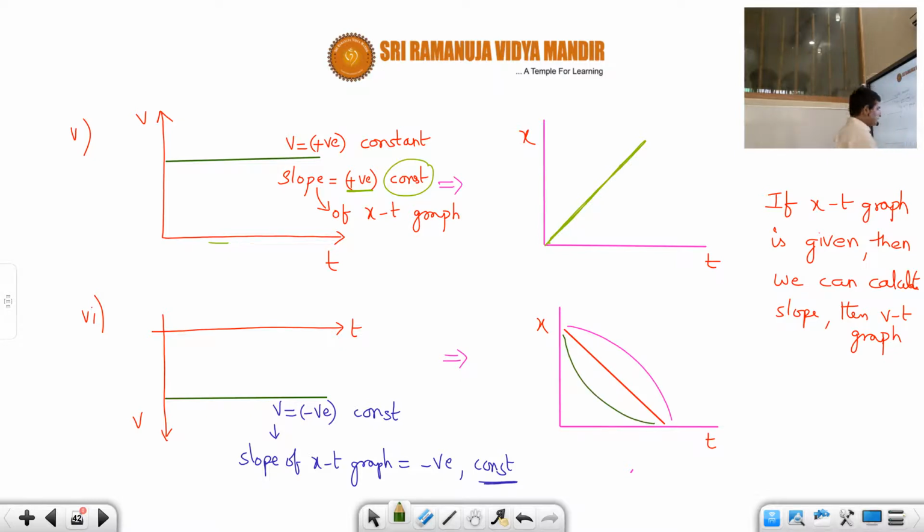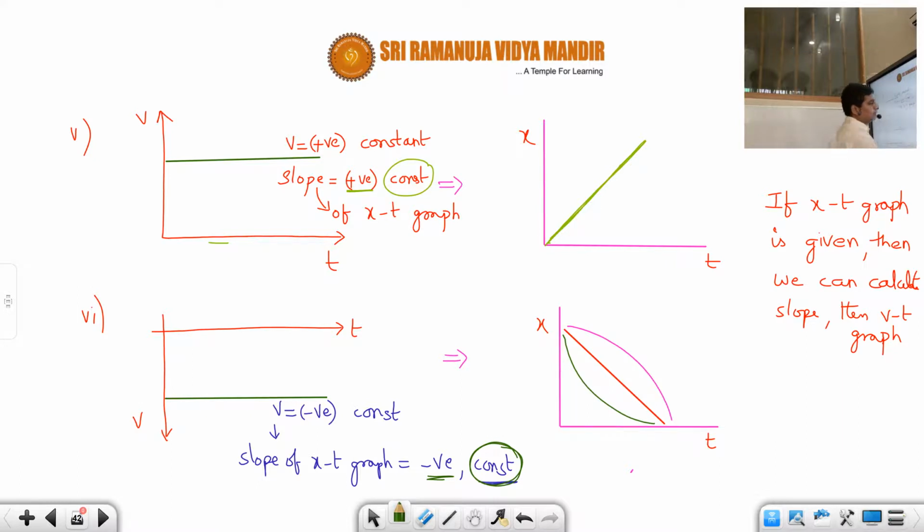Because if you draw the tangent at any point, here if you draw tangent, it is making obtuse angle, correct or not? Same way for this graph also, you can draw negative angle. If you draw tangent at any point, it is again negative, and for the straight line it is also negative. But out of these three, which one is the correct XT graph, students? That is determined by this constant. Slope should be negative. For all these three, they are negative. Slope is negative, but it should also remain constant.